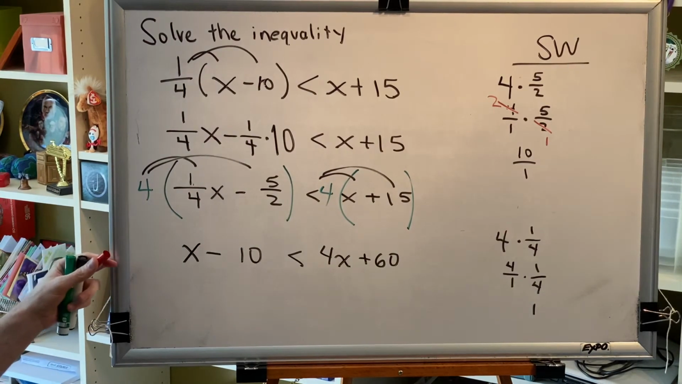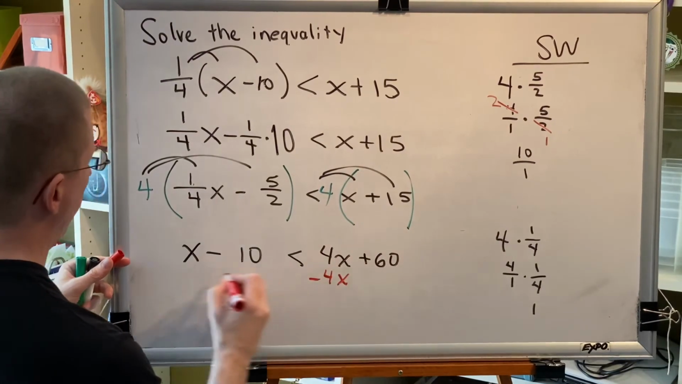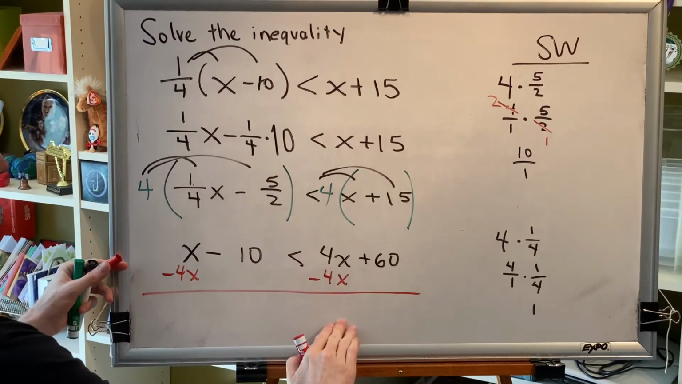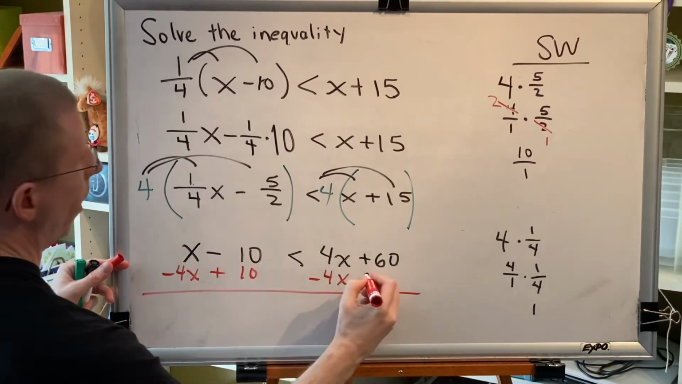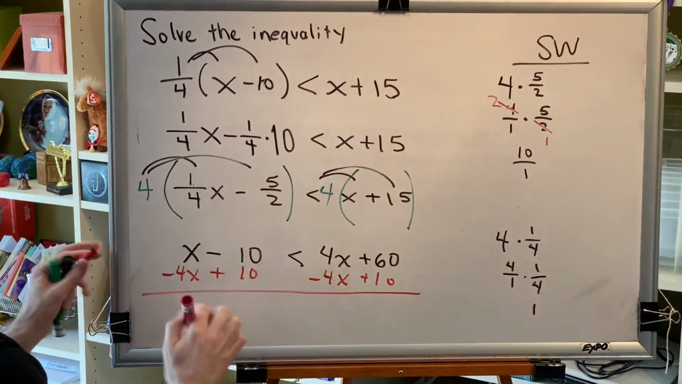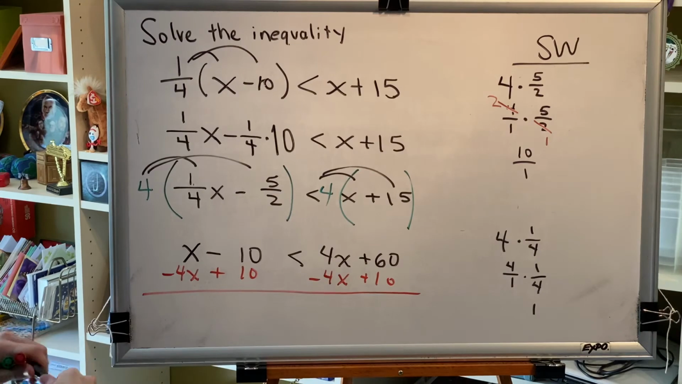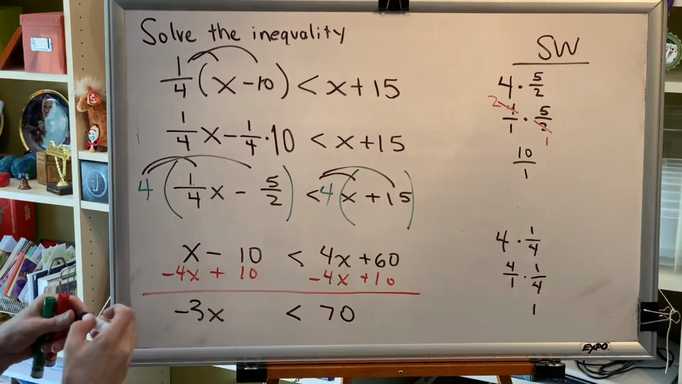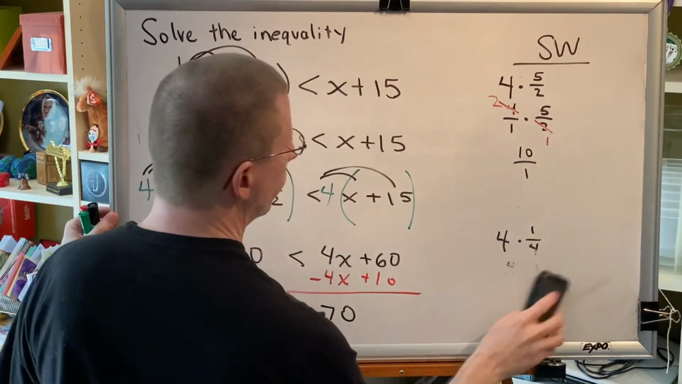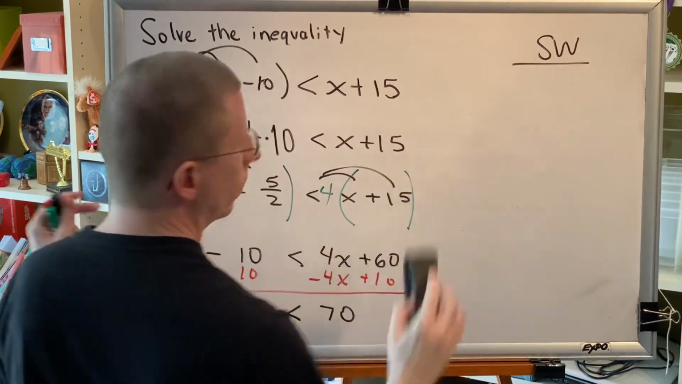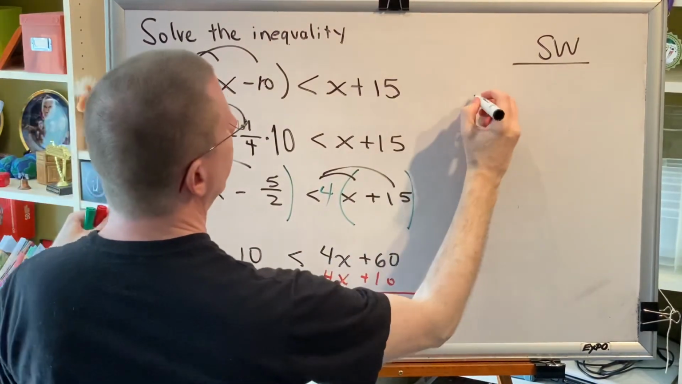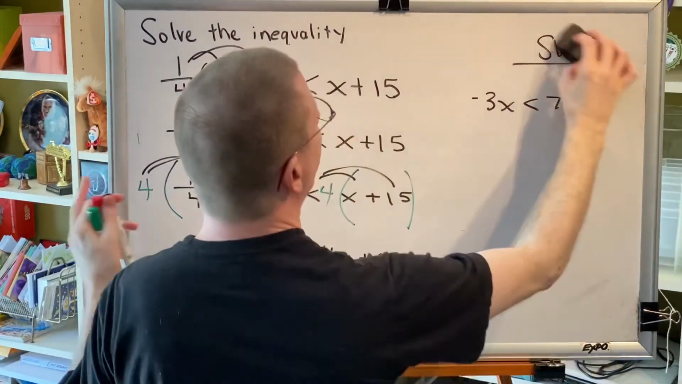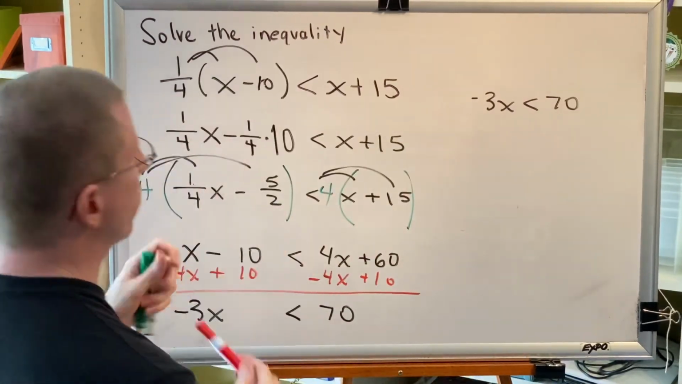Now, collect all of your variable terms together. Let's subtract 4x on both sides. That will get rid of the x on the right. And let's add 10 on both sides. That will get rid of the numbers on the left. Then our statement says negative 3x is less than 70. To solve for x, divide by negative 3 on both sides.